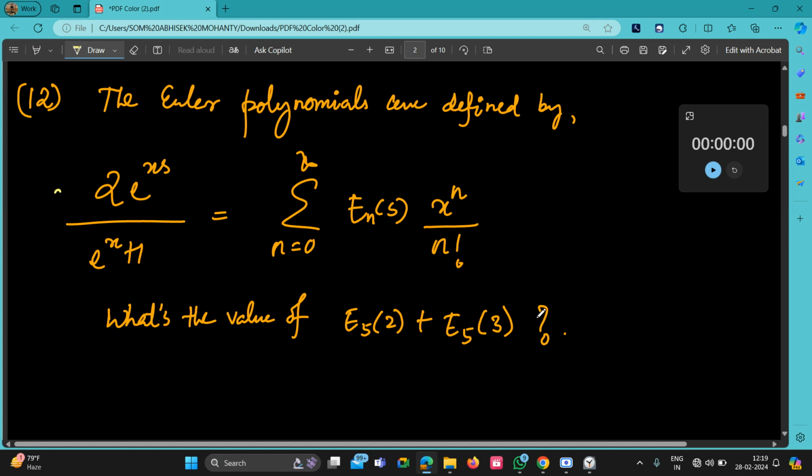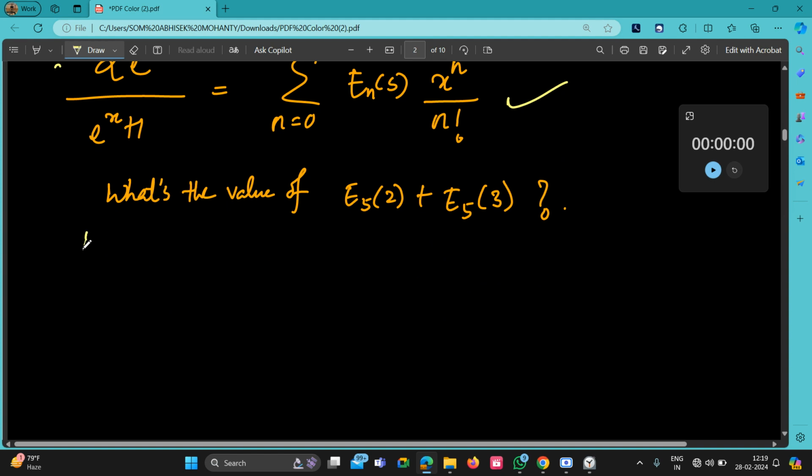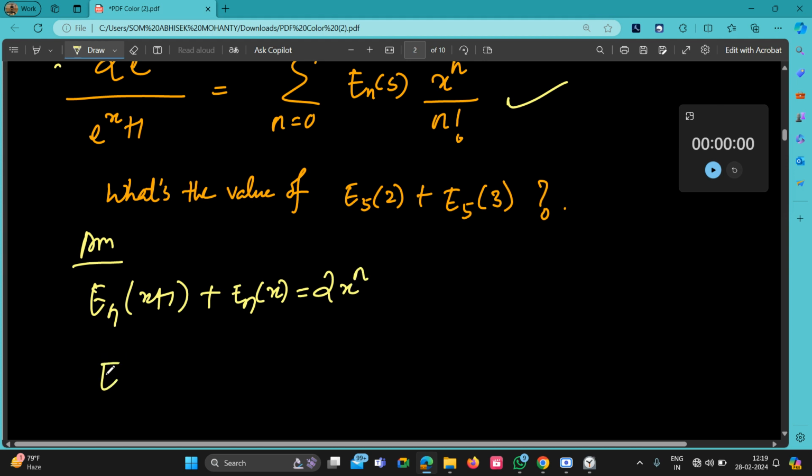Okay. So how to solve it? See, this is a Euler polynomial. So you just have to remember some formulas. En(x+1) plus En(x) is equal to 2x to the power n. Then E5(x+1) plus E5(x) would be how much? You just put the value here, 2x to the power 5, right? x to the power 5.